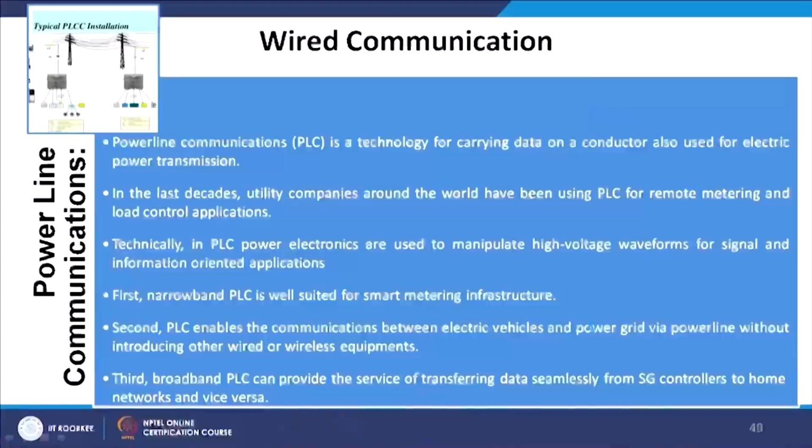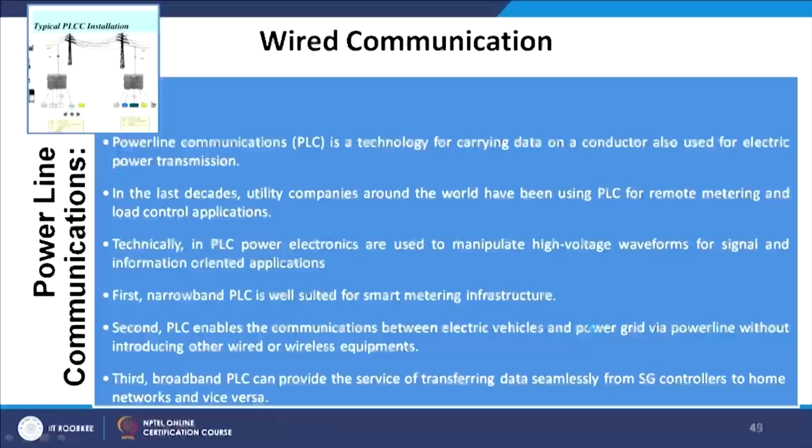Now, along with fiber optics we do use power line communications, which is a very old technology. Power line communication, that is PLC, is a technology for carrying data on a conductor also used for electric power transmission. In the last decade, utility companies around the world have been using PLC for remote metering and load control applications. Technically, in PLC, power electronics are used to manipulate high voltage waveforms for signal and information oriented applications.